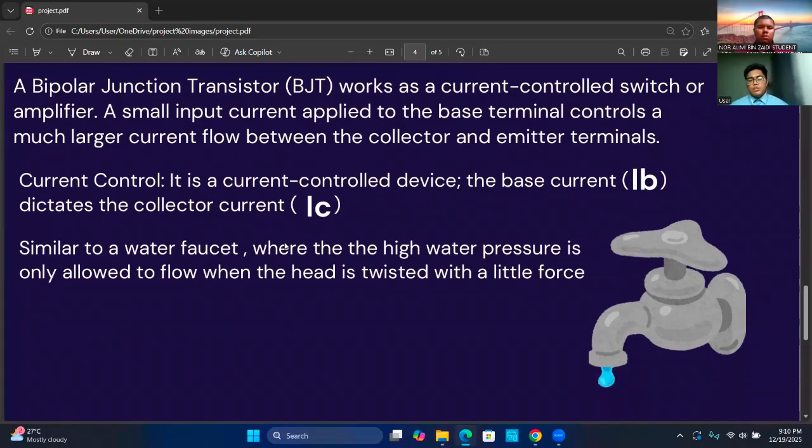It is similar to a water faucet, where you need a little bit of force to turn the head of the faucet to allow the water to flow. Though when we are talking about the PNP transistor, it is different, as instead of a small current, it uses a large current to produce a much smaller current. My friend here will specify about this subject.